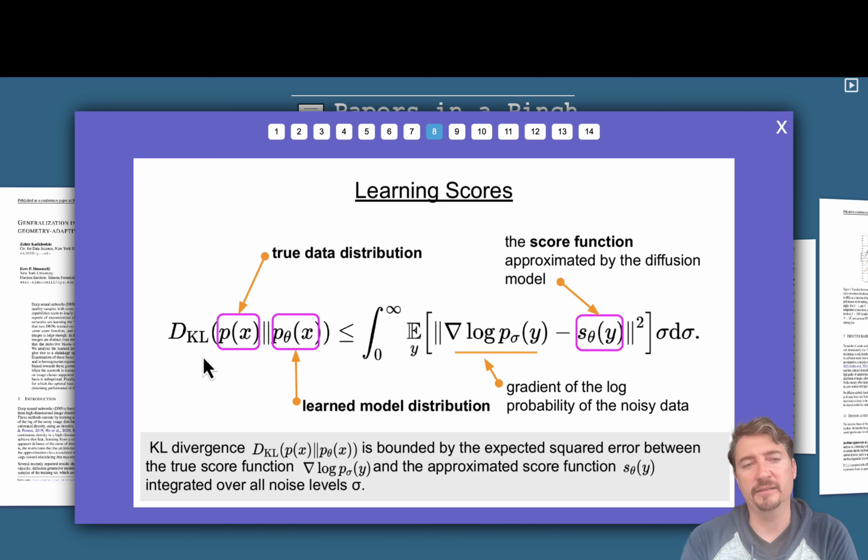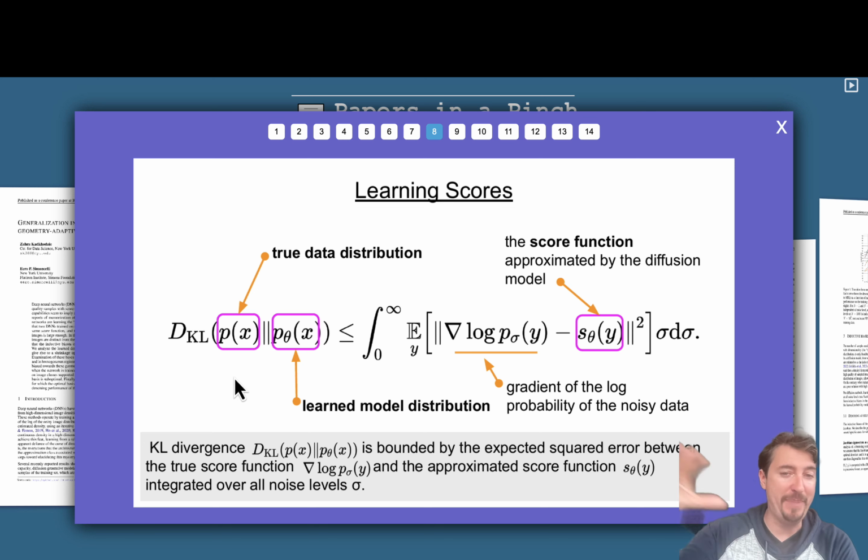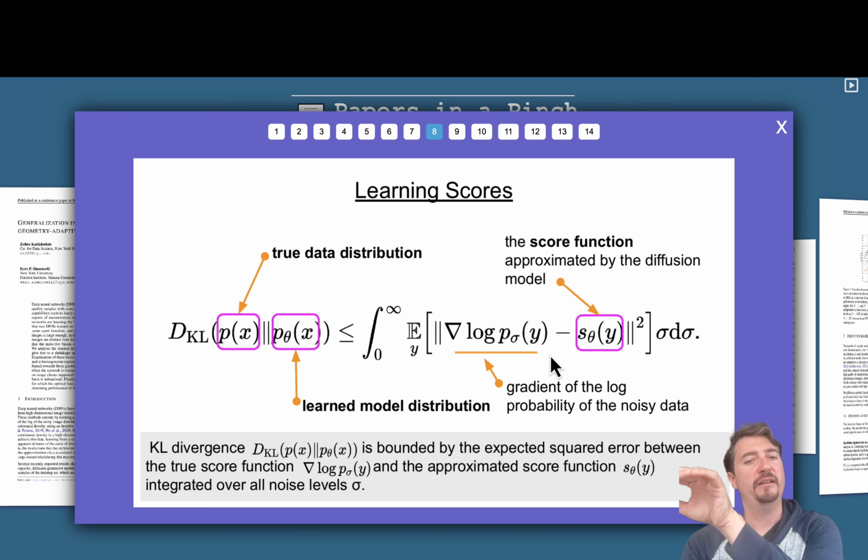And the KL divergence is a good way to do that. And this is showing that KL divergence is actually bounded by the expected squared error between the true score function and the thing that you're learning, which is the approximate score function, integrated over all noise levels, okay?